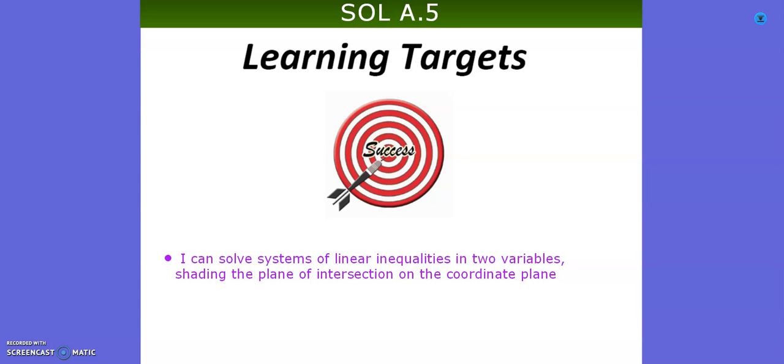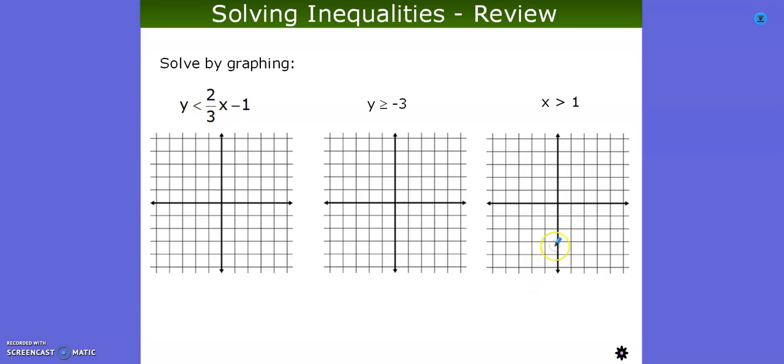If you watched our previous video on graphing an inequality on a coordinate plane, that's going to be very helpful. If you have not done that, I would suggest going to look at that video first and then coming back to graphing a system of inequalities. So let's take a look.